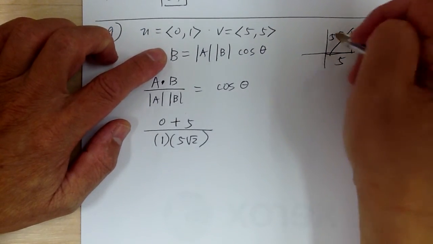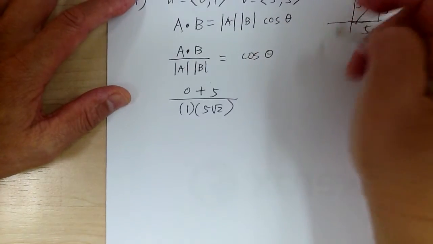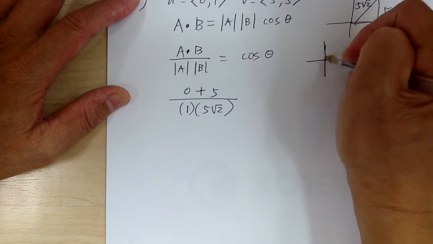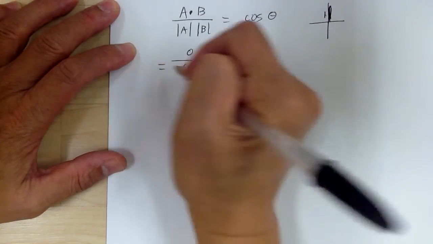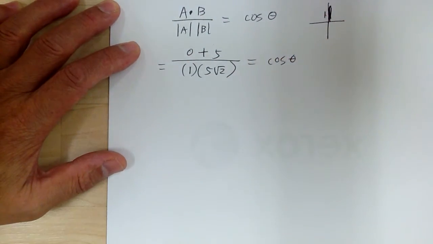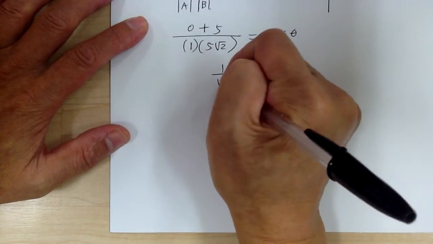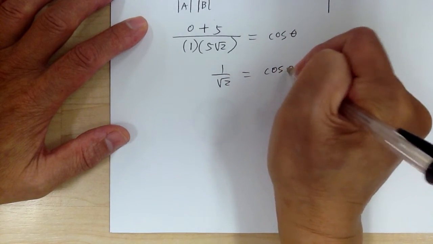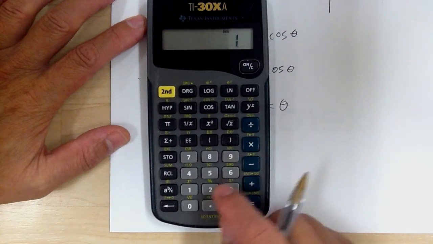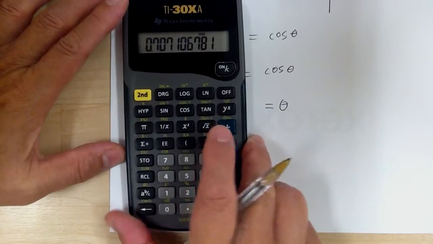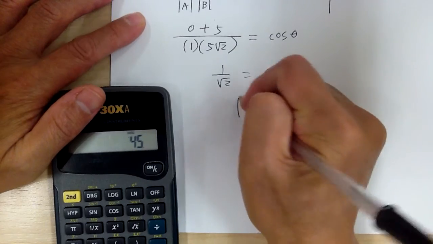So this is v. And for this one, when you draw your triangle, you get 0, 1, and so the length would be just 1. So 5 over 1 times 5 square root of 2 is equal to cosine theta. So you end up with 1 over square root of 2 equal to cosine theta. So theta equal to, use your calculator: 1 divided by square root of 2, push equal, then you go second cosine, and you get 45 degrees.